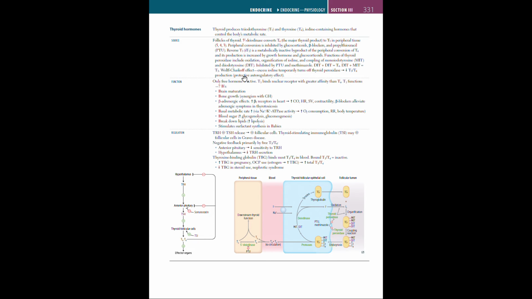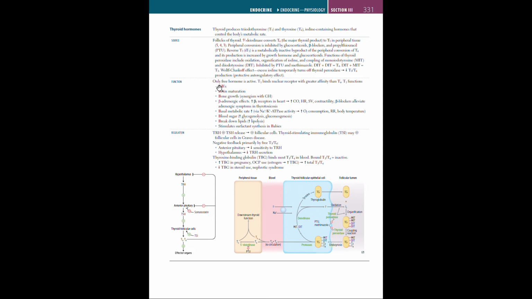Wolff-Chaikoff effect. Excess iodine temporarily turns off thyroid peroxidase, which will cause decrease in T3, T4 production. Protective autoregulatory effect.